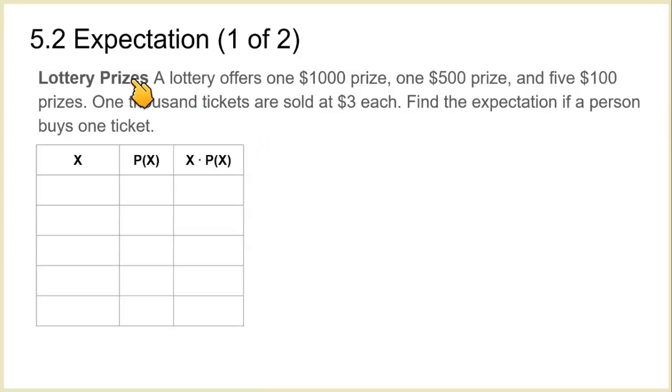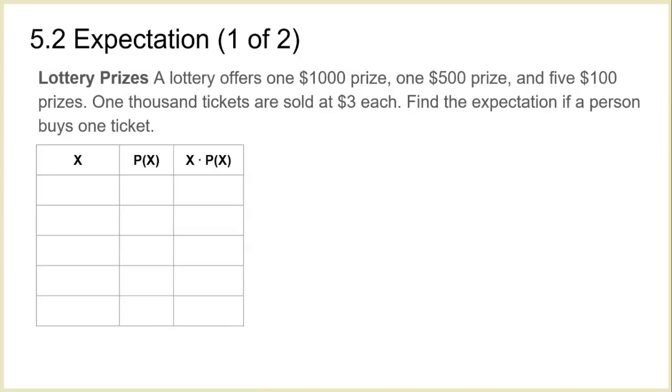So for this particular problem, it says a lottery offers one $1,000 prize, one $500 prize, and 5 $100 prizes. 1,000 tickets are sold at $3 each. Find the expectation or the expected value if a person buys one ticket. So more or less what we need to determine is, in this situation, what should X represent, and then what's the probability of X, so we can find the expected value, which is the X value times its probability.